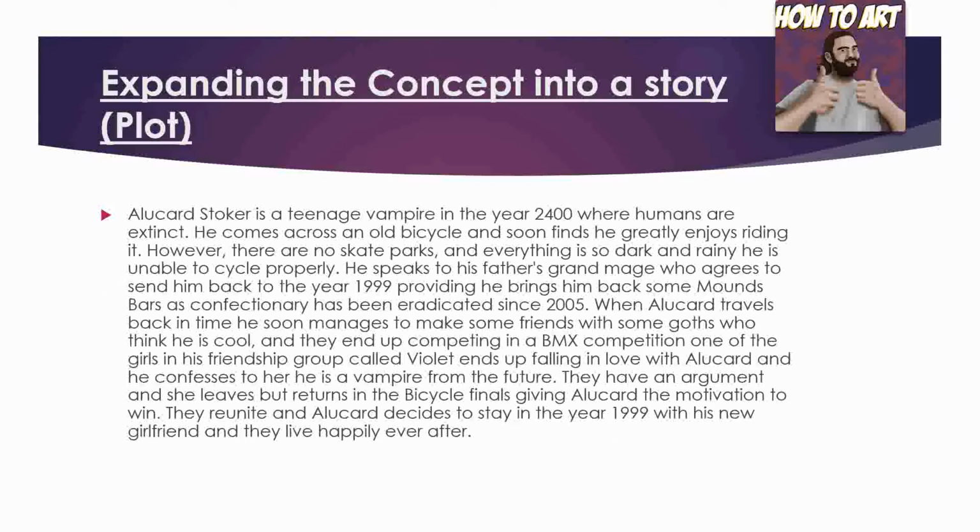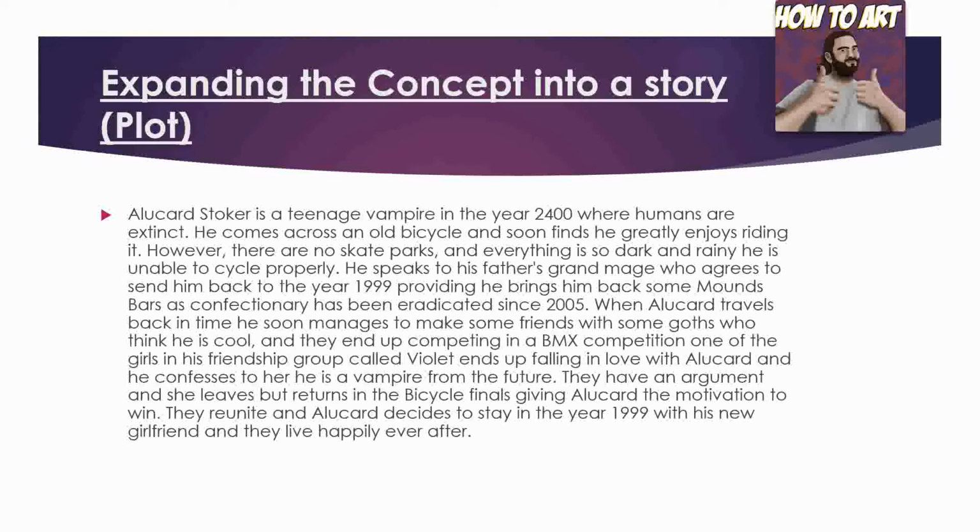When Alucard travels back in time, he soon manages to make some friends with some goths who think he is cool, and they end up competing in a BMX competition. One of the girls in his friendship group, called Violet, ends up falling in love with Alucard, and he confesses to her he is a vampire from the future. They have an argument and she leaves, but returns in the bicycle finals, giving Alucard the motivation to win. They reunite, and Alucard decides to stay in the year 1999 with his new girlfriend, and they live happily ever after.